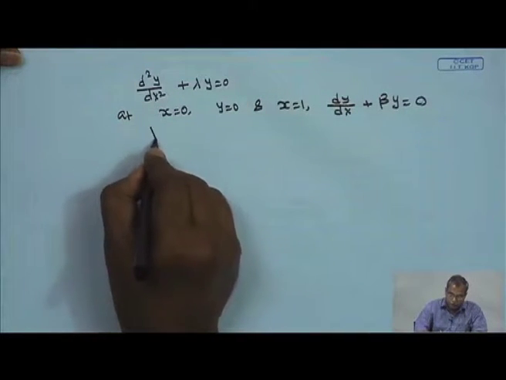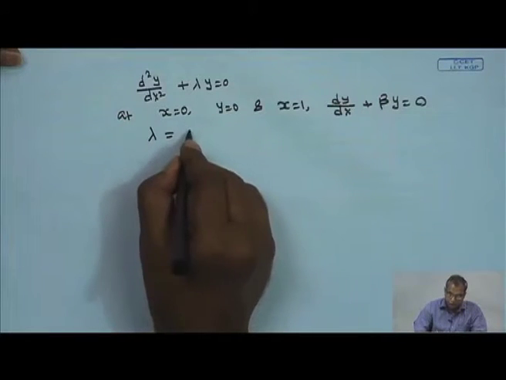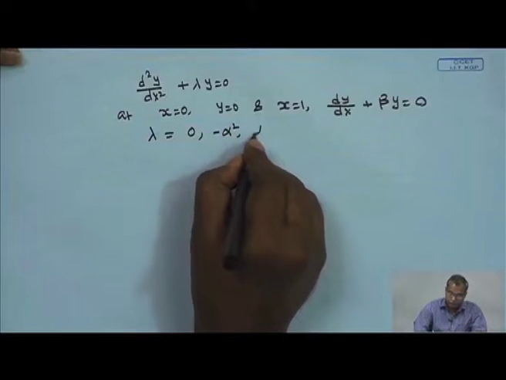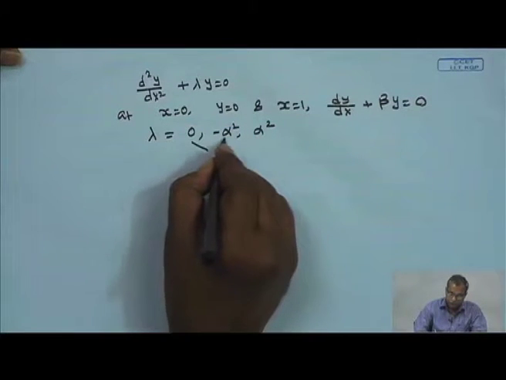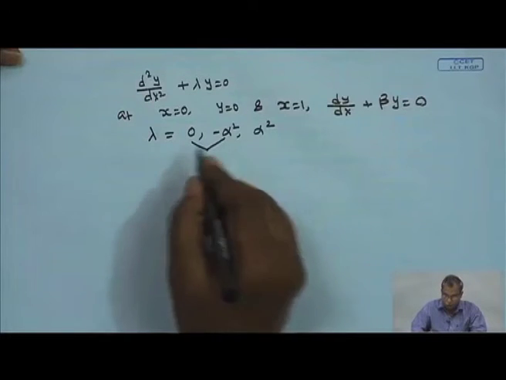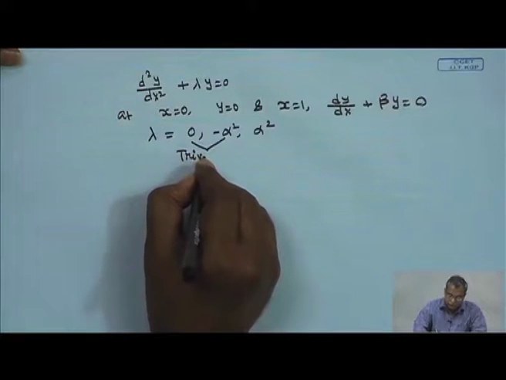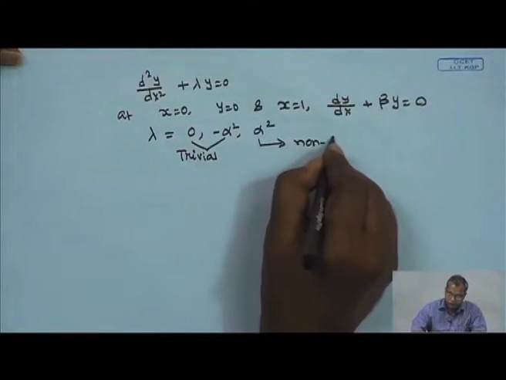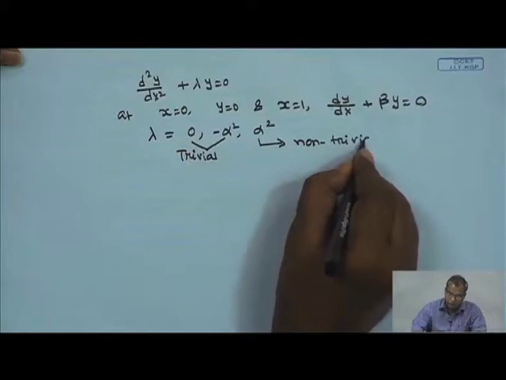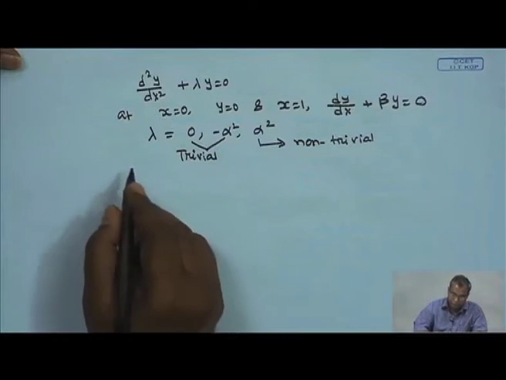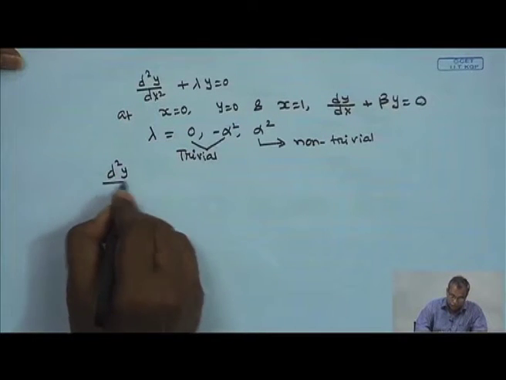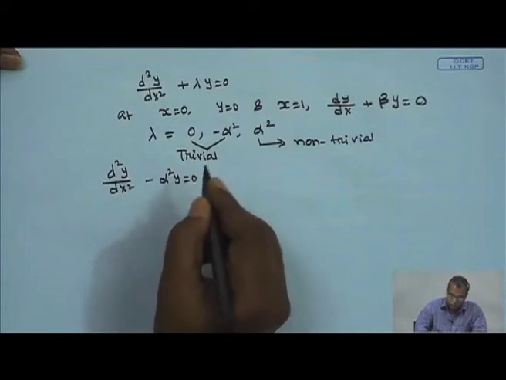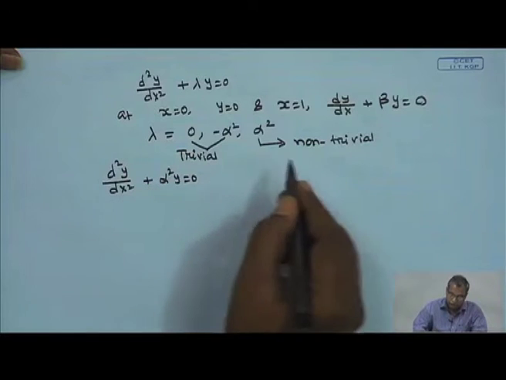So again we can have three cases of lambda. It can be 0, it can be negative, it can be positive. As we have discussed earlier, 0 and negative values of lambda lead to a trivial solution. We are not interested in a trivial solution, we are interested in a non-trivial solution, and let us look into how this non-trivial solution will arise in this case. So d square y dx square plus alpha square y equal to 0, with lambda positive.